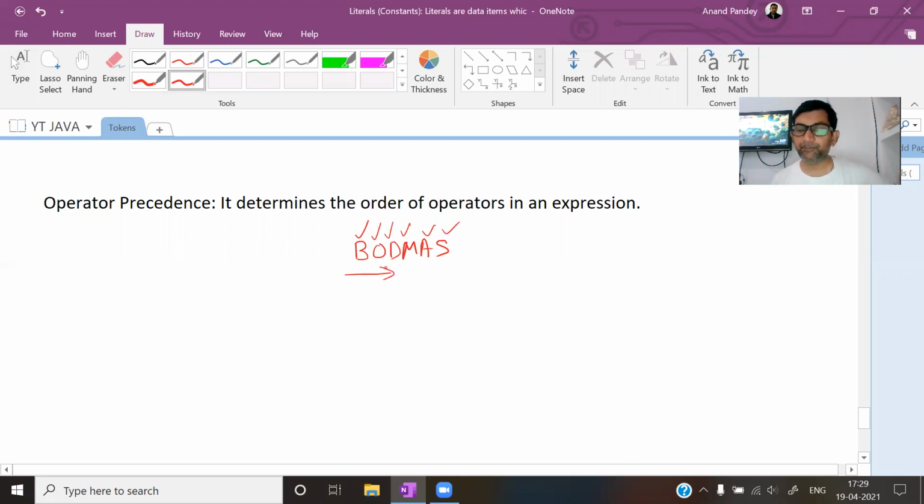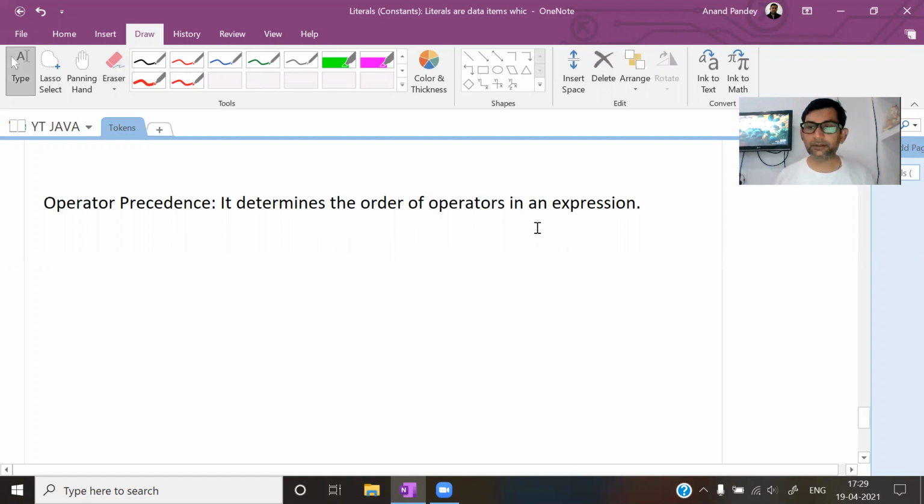This is the sequence, this is the precedence. Precedence means priority. Which operator has high priority, which has low priority, meaning which operator will be calculated, evaluated first and which later. So this is called operator precedence, and we use this in maths. But here we do not use this. In Java programming, the BODMAS rule is not applied. Okay, so listen.